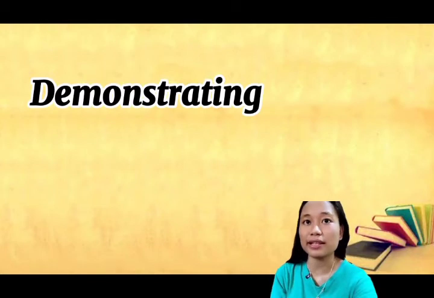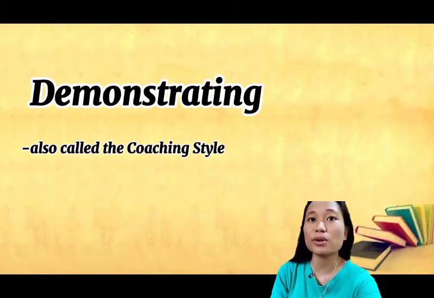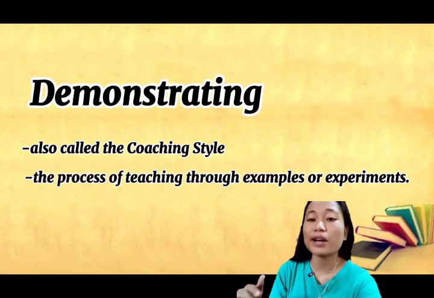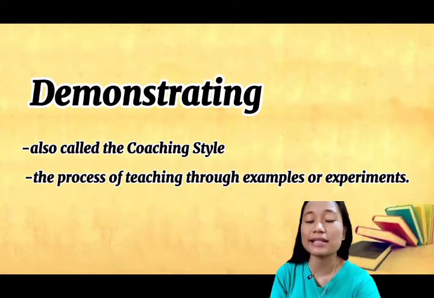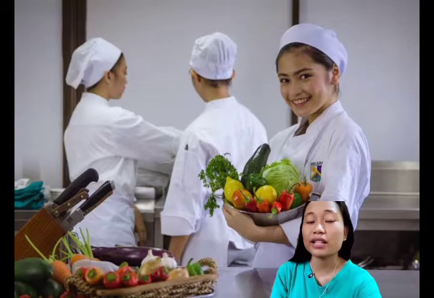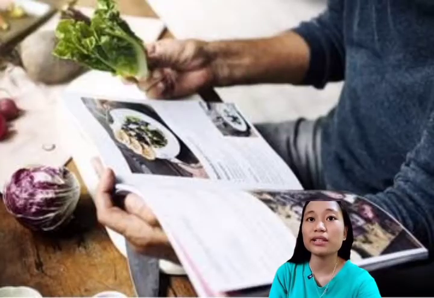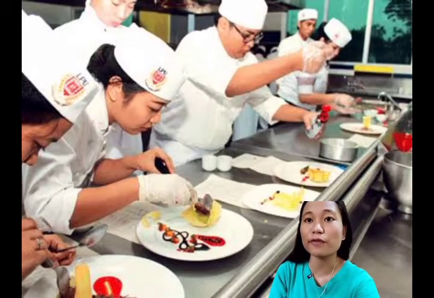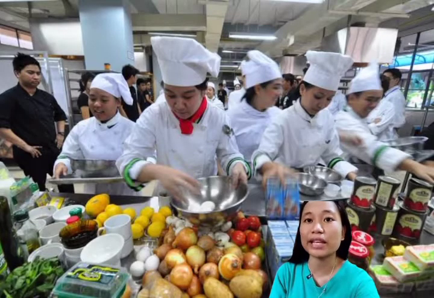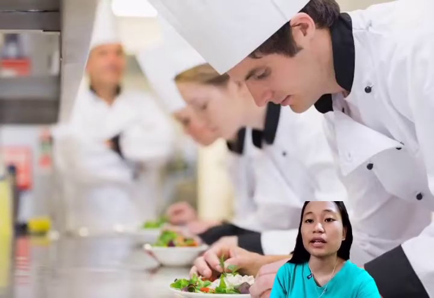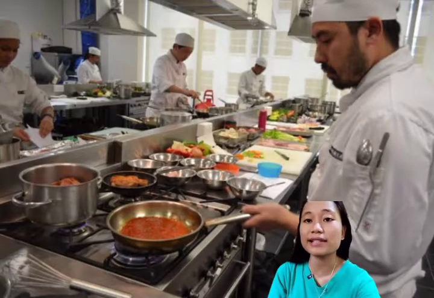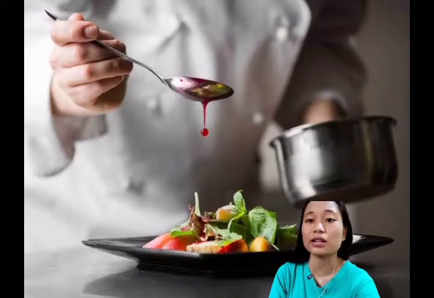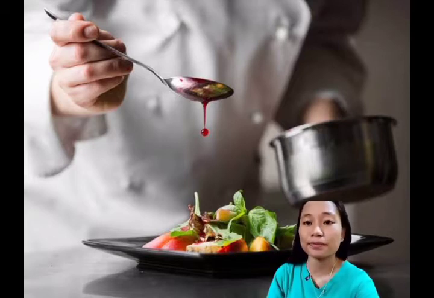Next is demonstrating. Demonstrating, which is also called a coaching style, is the process of teaching through experiments. For example, in cookery, it is not enough to just read a book or the ingredients written in it, but it also needs demonstration or performing how to cook, because it needs experience to produce an outcome. In the cooking field, you need to have a try and error to produce a good outcome.